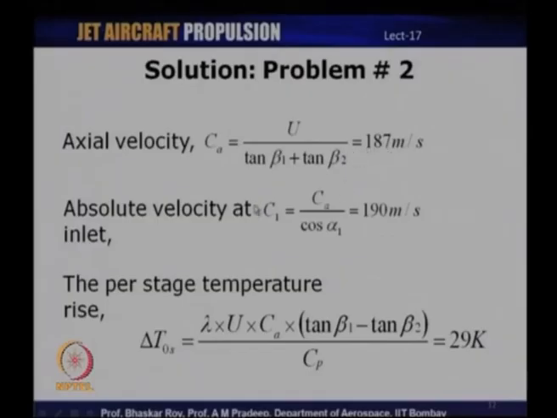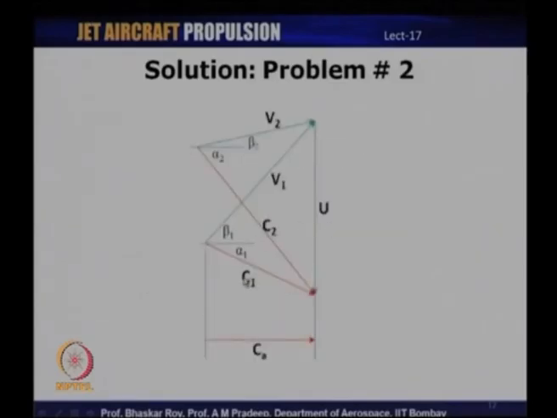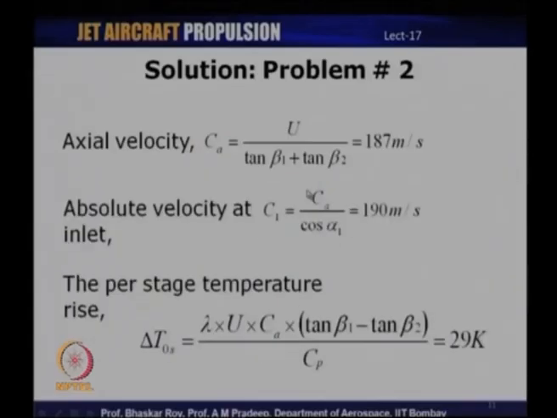Now, let us also calculate the absolute velocity at the inlet. Absolute velocity at the inlet is CA divided by cos alpha 1. Let us see how that comes. C1 is CA divided by cos alpha 1. Alpha 1 is given as 19 degrees. So, if we substitute that, we get C1 as 190 meters per second.